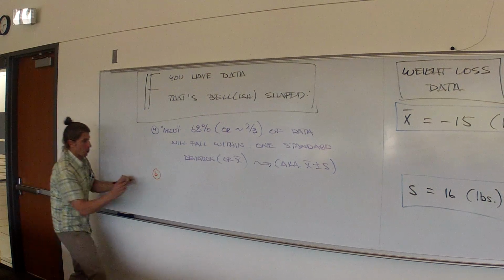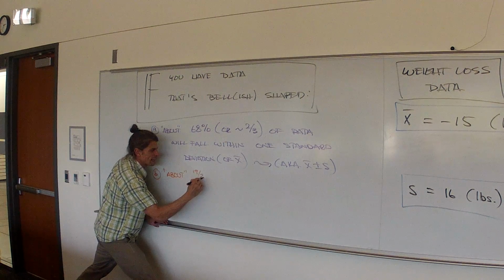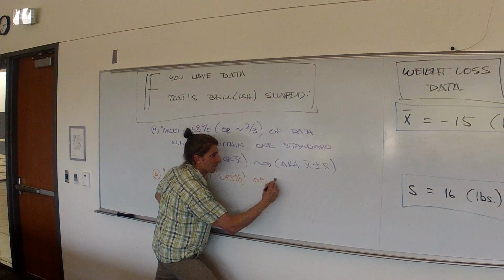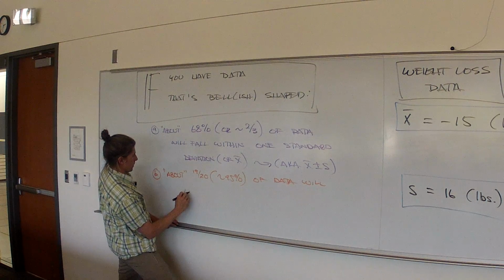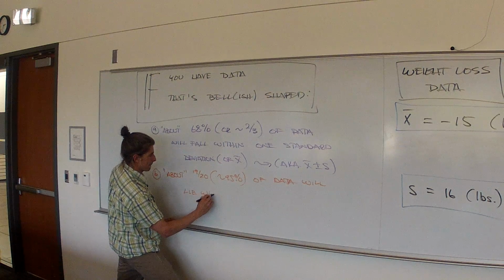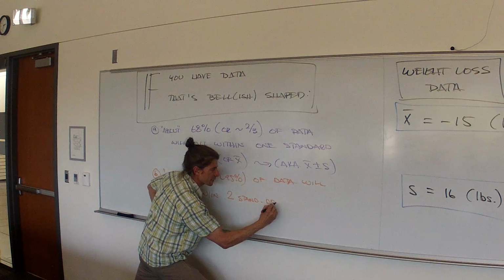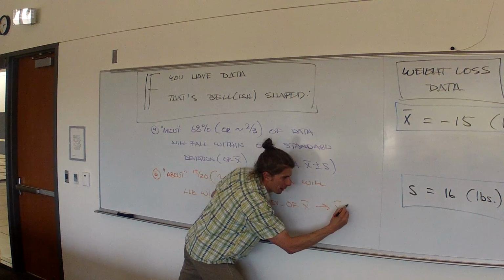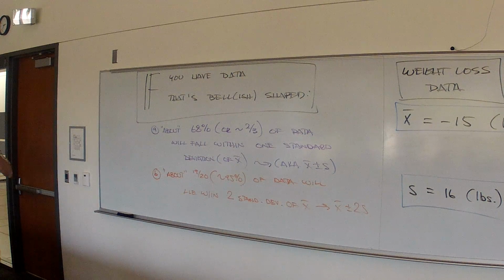About roughly 19 out of 20, or better known as 95% of your data will lie within 2 standard deviations of the average. And this is also known symbolically as x bar plus or minus 2 s's. X bar plus or minus 2 s's.